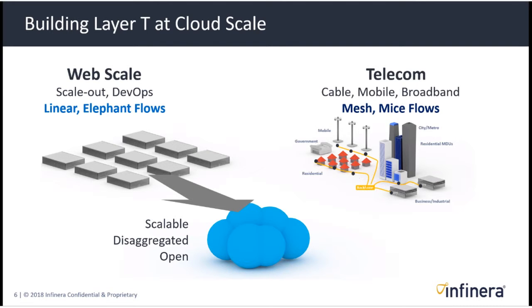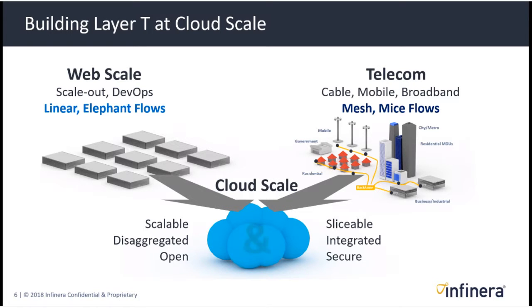But let's not forget the classic telecom operator. Not just the tier 1s, but the competitive operators and the wholesalers. They're delivering cable, mobile, and fixed broadband services at an increasing data rate. The topologies are very meshy, and they consist of millions of tiny, or mice, flows. They're looking for a network that's sliceable, it's got integrated switching and grooming, it's highly secured. But guess what? Their evolving architectures are also becoming more cloud-like. And so, we see the idea of cloud-scale architectures demanding all of these properties from the same network architecture.